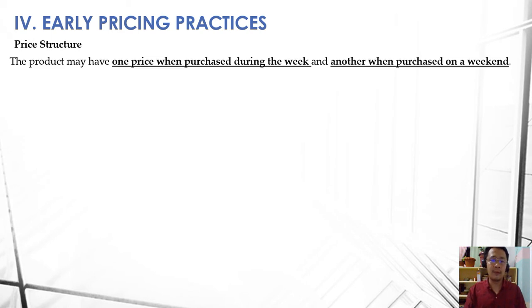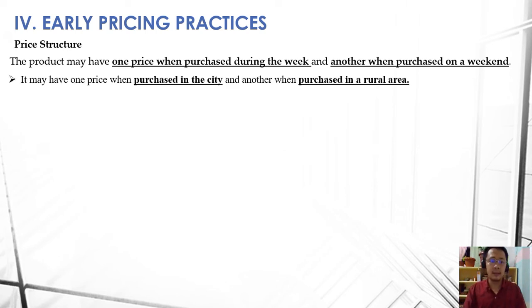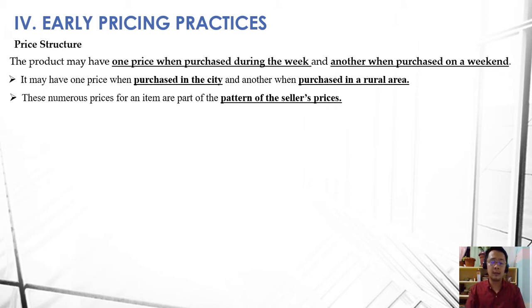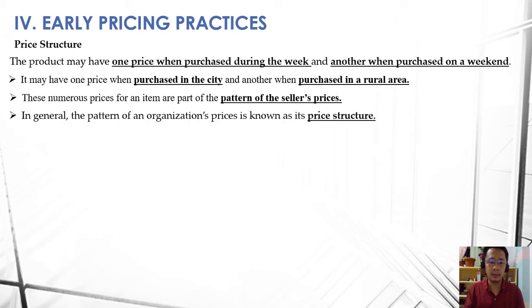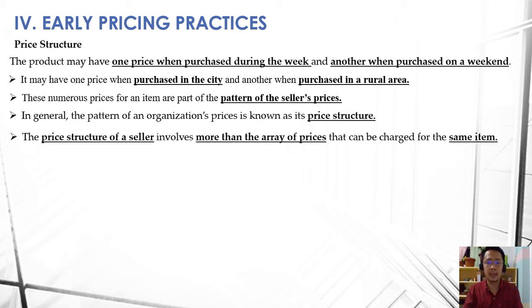The product may have one price when purchased during the week and another when you purchase it on a weekend. It may have one price when you purchase in a city or another when you purchase it in a rural area. So these numerous prices for an item are part of the pattern of the seller's prices. In general, the pattern of an organization's prices is known as the price structure.